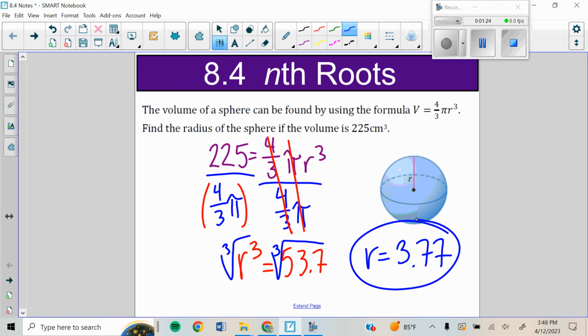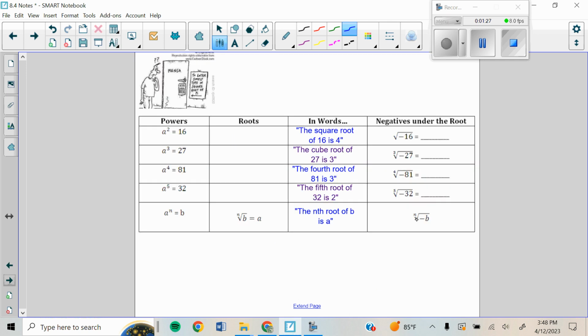All right, so we're going to talk about those roots. We talked about a cube root there. You'll want to pause the video here. You can write down the definition in the words portion.